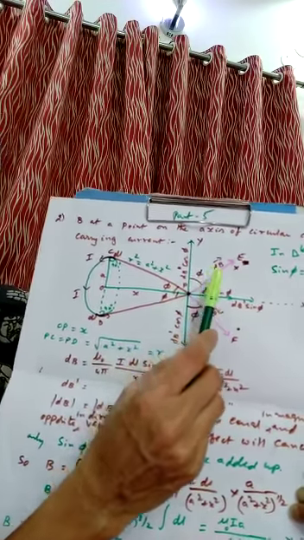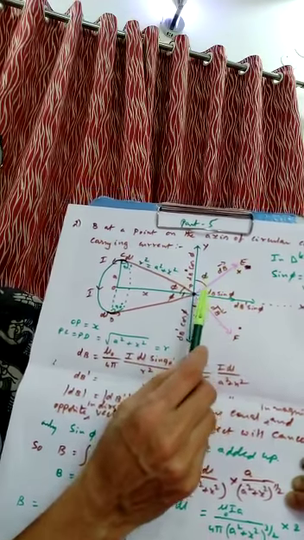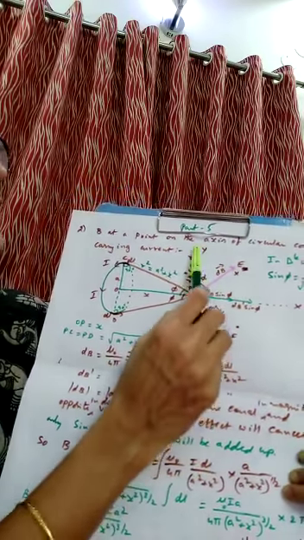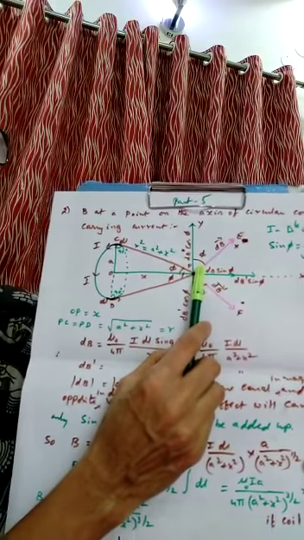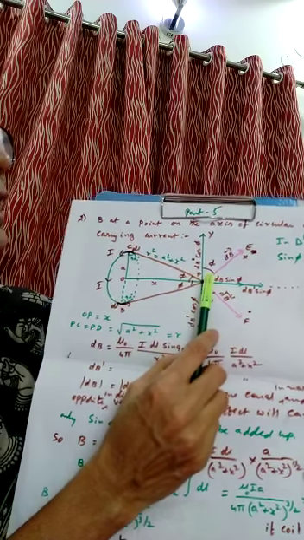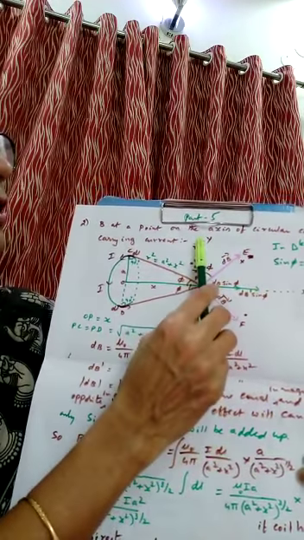This can be resolved into two components: one is dB sin phi and the other is dB cos phi. If this is phi, this is also phi. Mathematics I need not explain to you; you know it very well. Okay, so dB sin phi and dB cos phi.